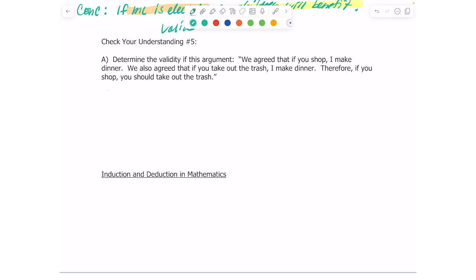So here, this is an invalid argument. Okay, if you think of it like this, you've got three statements. We'll call them P, Q, and R. The first one is, we agreed that if you shop. So just think of P as you shop. Q is that you make dinner. And then what's the third thing that's going on there? The third statement is that you will take out the trash.